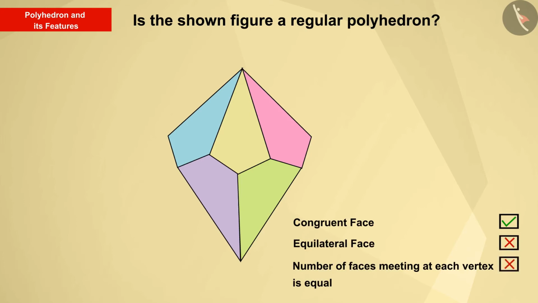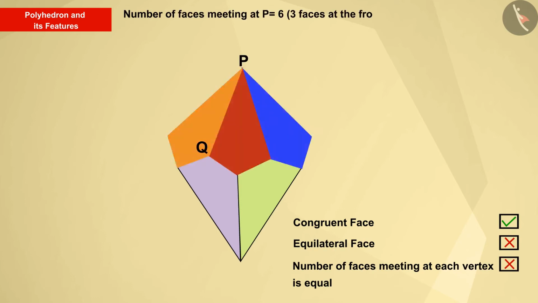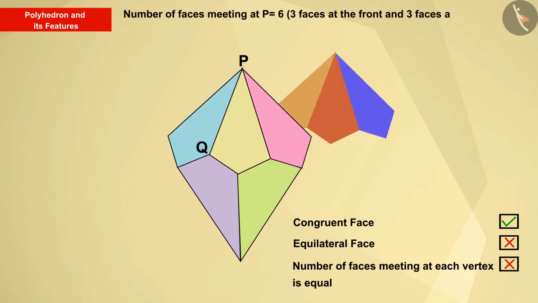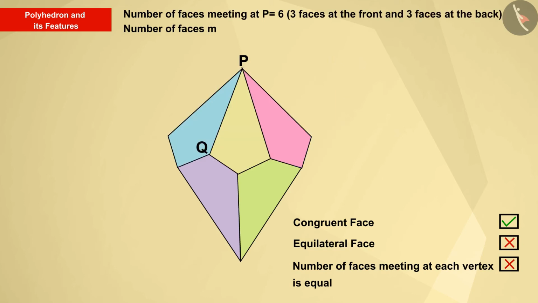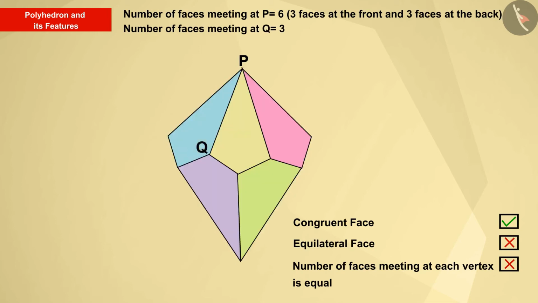No. Let's see how. Number of faces on P equals 6, 3 faces forward and 3 faces backwards. Number of faces on Q equals 3. The number of faces on the vertices is not equal and the faces are not congruent. Therefore, this shape is not a regular polyhedron.